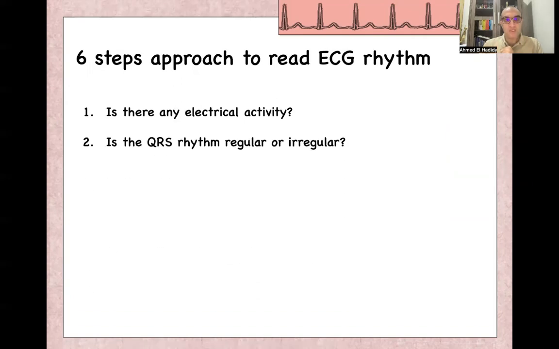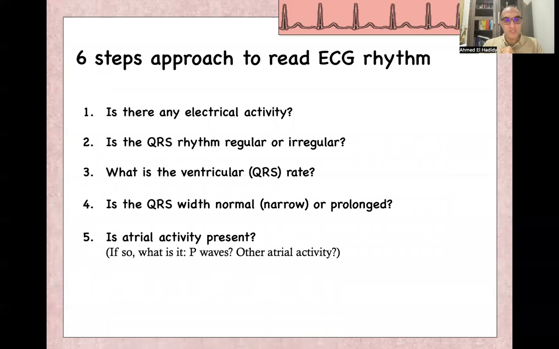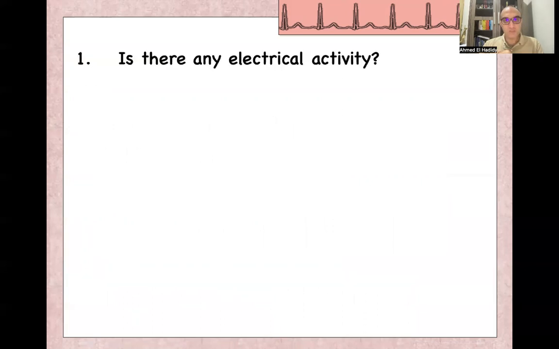Second one, is the QRS rhythm regular or irregular? Third one, what is the ventricular or QRS rate? Fourth one, is the QRS normal, which is narrow, or prolonged? The fifth one, is the atrial activity present? And if there is atrial activity, is it P wave or other activity like atrial flutter or fibrillation waves? Last question, how is the atrial activity related to ventricular activity? Let's start with question 1.